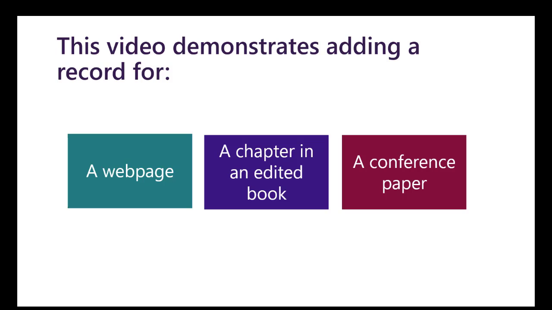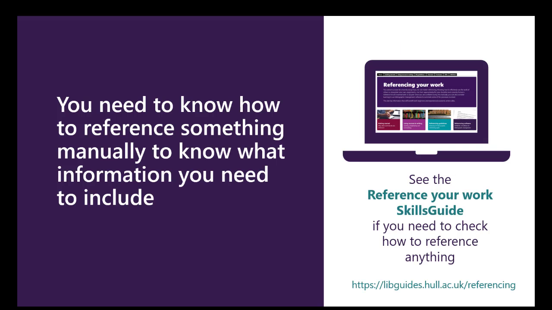So in this video, I'm just going to manually enter a record for each of these three sources. But the principles within this will work for any reference. Now, with any reference management system, you do need to know how to reference something manually before you know what information to include when you're adding a reference. If you're at all unsure what you might need, if you're referencing something fairly obscure, check the Referencing Your Work Skills Guide, because there's help with referencing all sorts of different resources in the referencing guidelines.